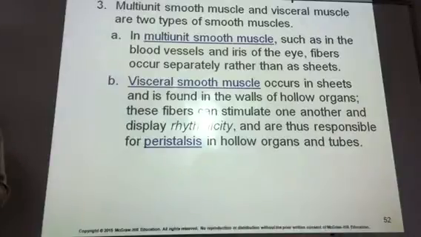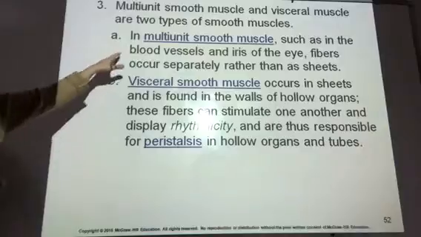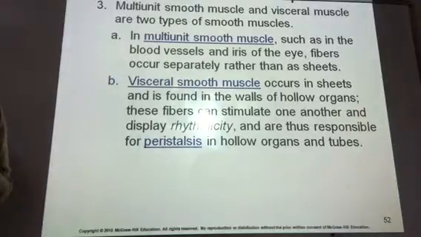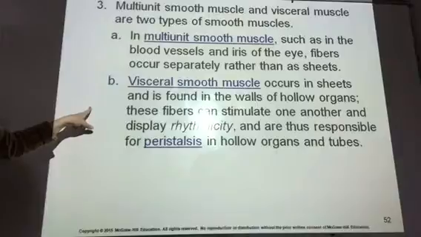So smooth muscle is also called involuntary muscle. In my blood vessels, they are going to contract without me thinking about it, making it happen. Visceral smooth muscle, here again, is involuntary.